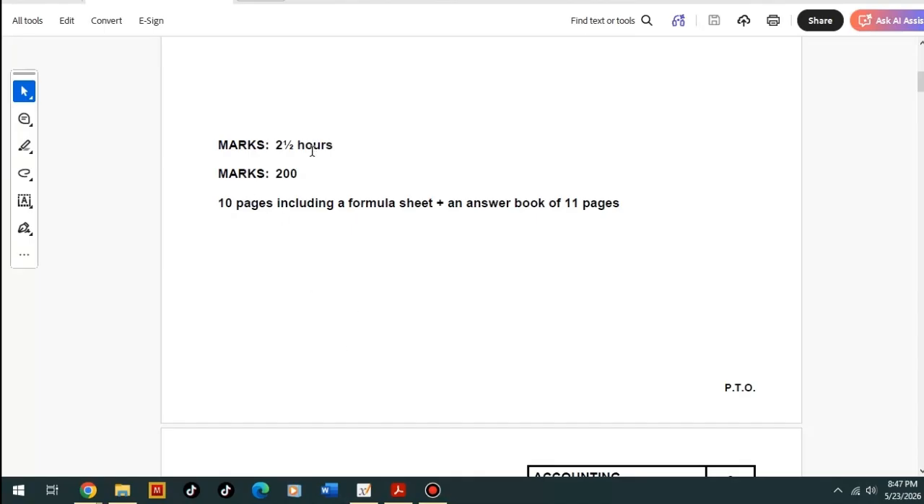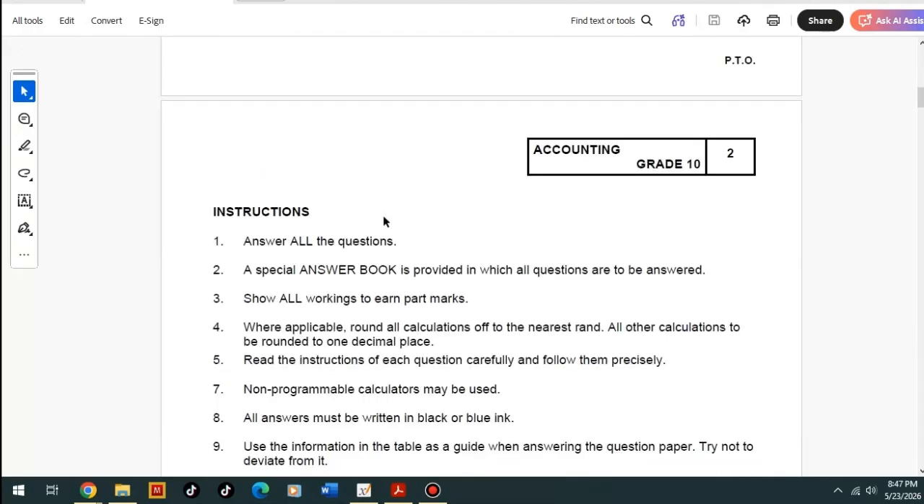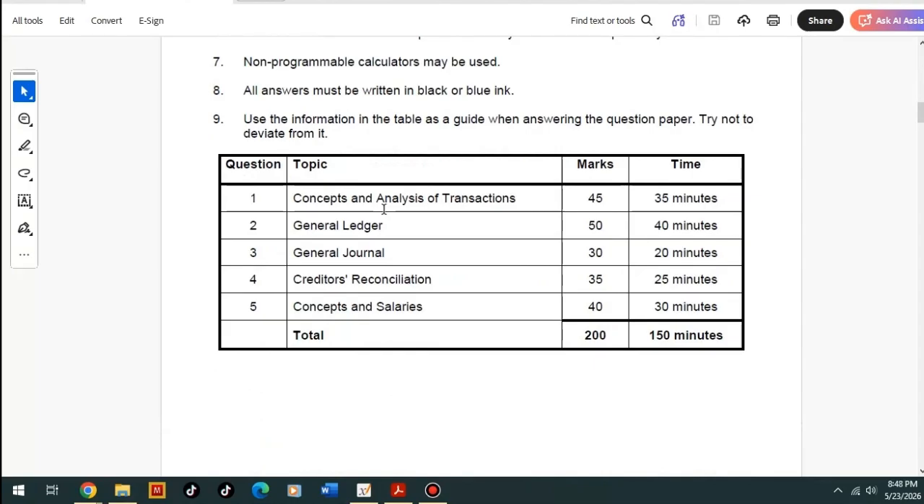So this paper is 2.5 hours, and it covers all the content that you have learned from January up to the last topic of second term before you sit for the examination. So these are the topics that are covered. Concepts and analysis of transactions. This is the basic concept of accounting and analysis of transactions. Then the general ledger, then the general journal, which is a new topic that you have learned from grade 9. Then we have the creditors reconciliation and concepts and salaries.